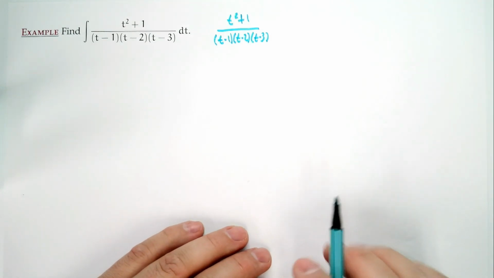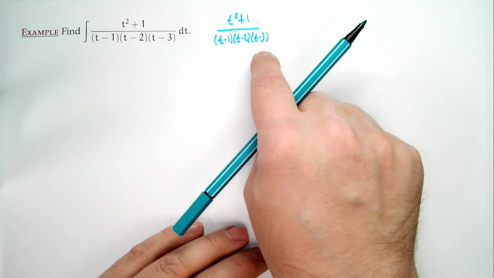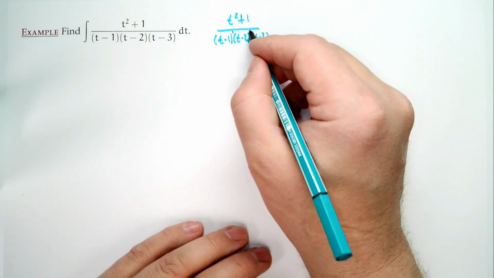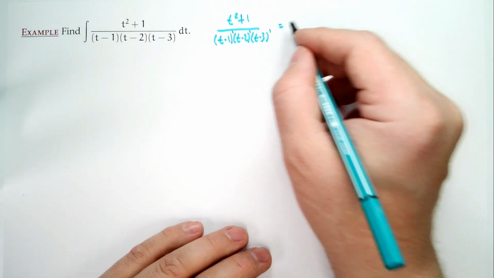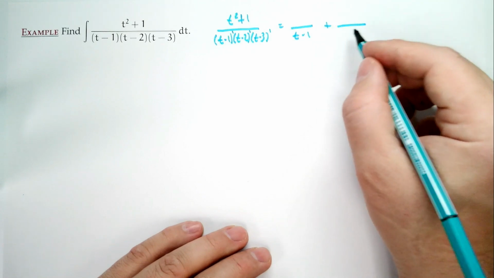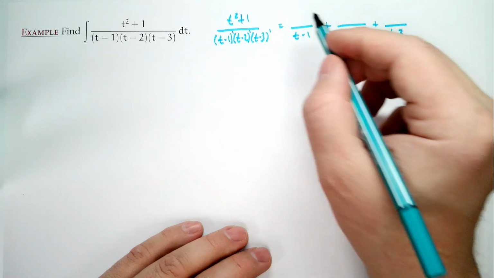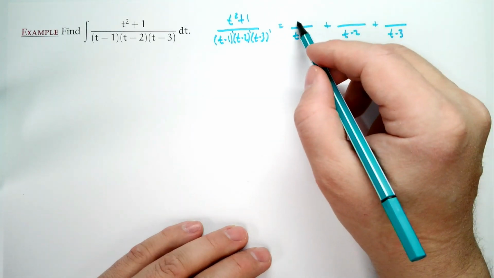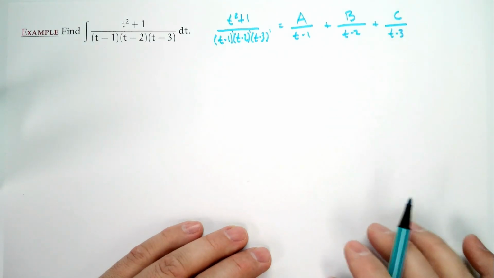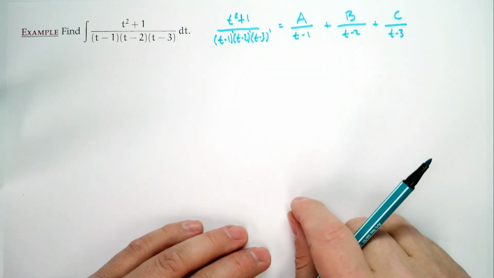So t squared plus 1 over t minus 1 times t minus 2 times t minus 3. Each one of these is a linear term, so that's going to be able to handle. And remember, each one of these is to the first power. So what does that mean? Well, we're going to have something over t minus 1 plus something over t minus 2 plus something over t minus 3. And the numerators are just some unknown quantities a, b, c. So now we need to solve for a, b, and c.